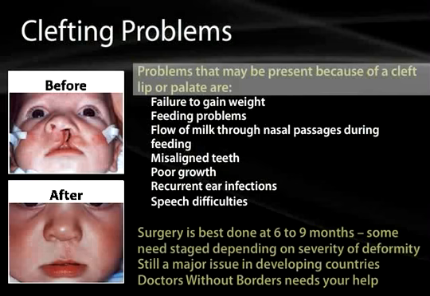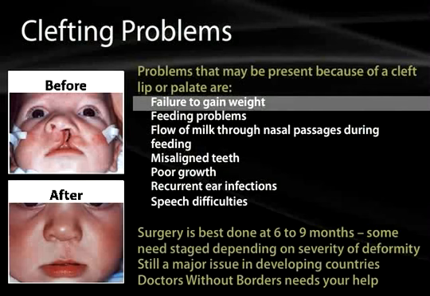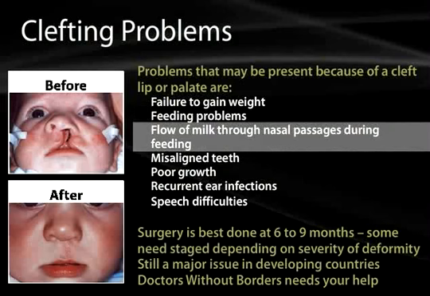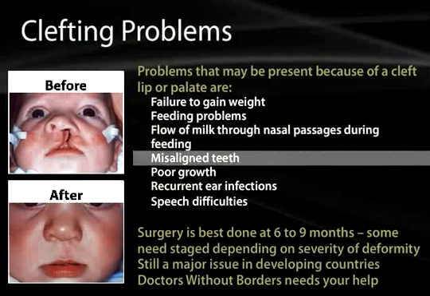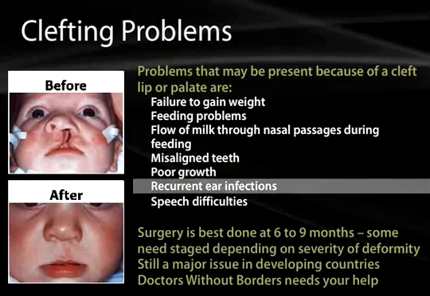Here we can look at some clefting issues. We have a before problem where we have a unilateral clefting of the lip, and it looks to have some clefting of the cavities as well. So what is this going to create? Well, it's going to create a failure for this infant to gain weight because they can't make a proper suction between the nipple and their oropharynx because of the nasal cavity always being open. So they definitely have feeding problems.